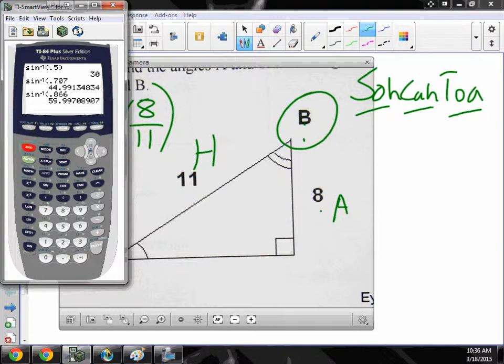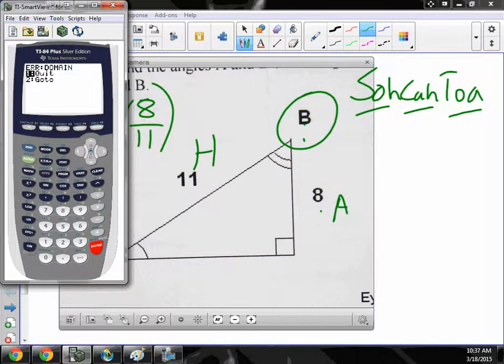So inverse cosine of 8/11 is 43 degrees. Now the nice thing about sine and cosine, if you get your sides mixed up, it's not going to give you an answer that makes any sense. If I accidentally did inverse cosine of 11/8, it gives me error.